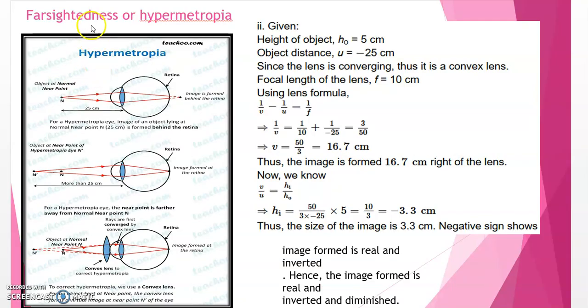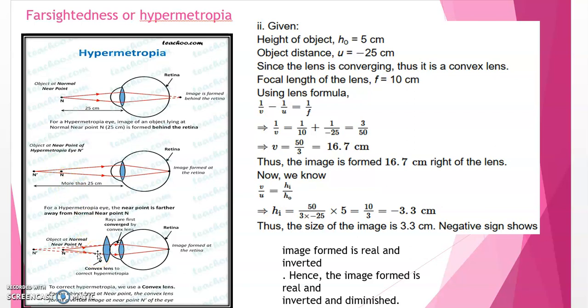Hypermetropia means farsightedness. You can see far away objects, but you are unable to see near objects. Here the eyeball is flattened. Since it is flattened, the distance between the lens and the retina decreases, and the image will be formed behind the retina. For the hypermetropic eye, the image of an object lying at the normal near point is formed behind the retina.